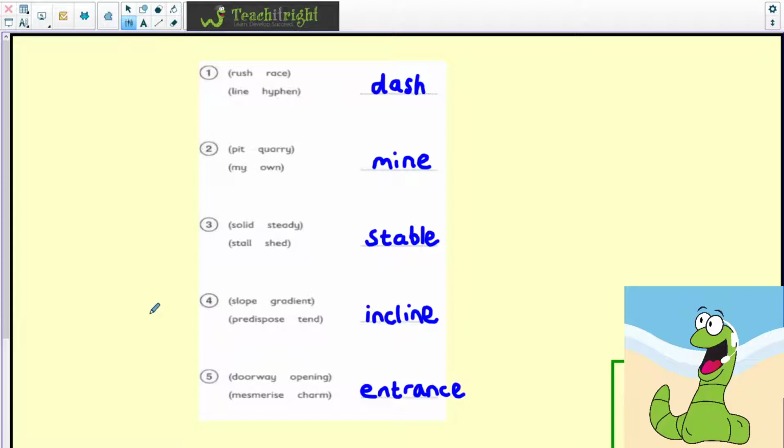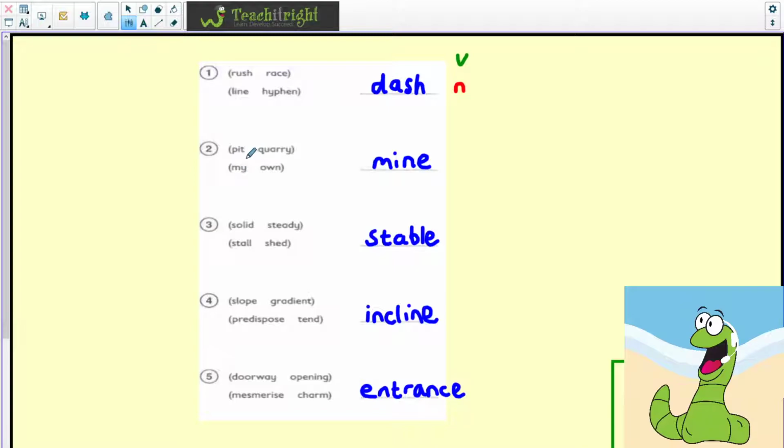So let's have a look at number 1 first of all. And we've got dash. Now you do need to remember your word group. So we're just going to do a little code here. Dash can be the verb, like to rush or race. And it can also be used as a noun, like a line or a hyphen, a dash. So I'm going to do that in red. So we could also make that a noun. Then let's have a look at the next one.